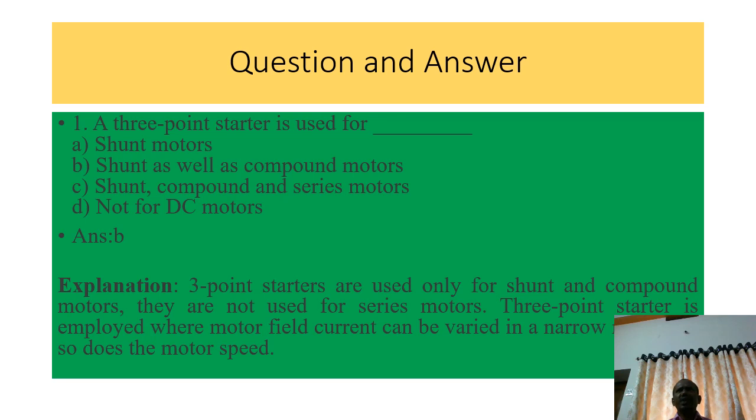The 3-point starter has three terminals: line, field, and armature. These are connected to the positive terminal of the supply, the field winding of the DC shunt motor, and the armature winding of the DC shunt motor. An external additional resistance is connected in series with the armature winding. When the handle is shifted to position 1 or stud 1, current passes through the armature circuit.